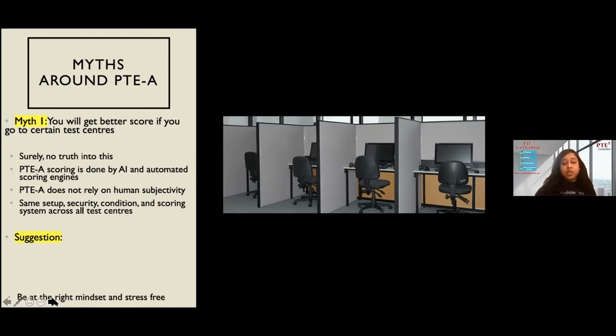My suggestion would be to have the right mindset and be stress-free, because wherever you give the test, the outcome will be the same. The only way the outcome will be different is if you have a different level of preparation, different level of confidence. Those are the factors that can change the outcome of the PTE test, not the test center itself. So please be stress-free and be confident.